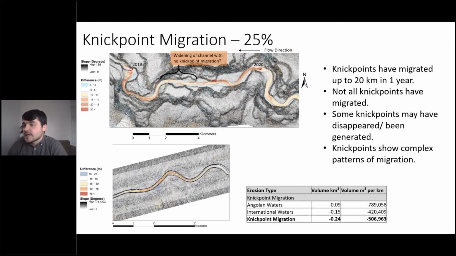Knickpoint migration represents roughly 25% of the erosion seen. Here we have two examples of knickpoints, one in the Congo Canyon and one in the Congo Channel. The relationship between knickpoints and erosion is very complicated. We don't have frequent enough time lapse to tell whether, in this 2019 survey, the knickpoint here extended all the way across to this location, or whether it extended and then died out, and then a new one was perhaps formed. But what we do know is that knickpoints represent 25% of the total erosion, and there are very complex patterns of migration.